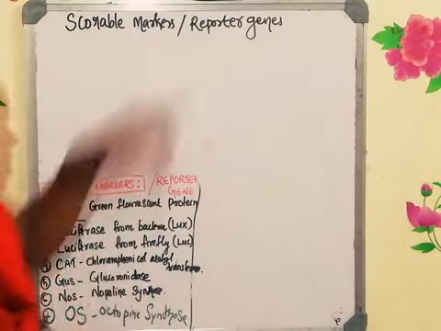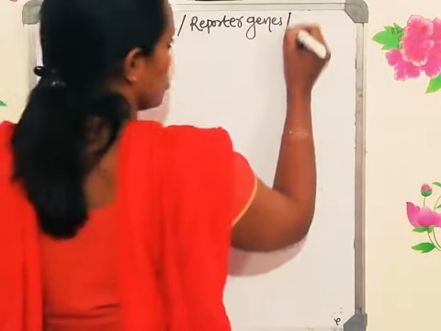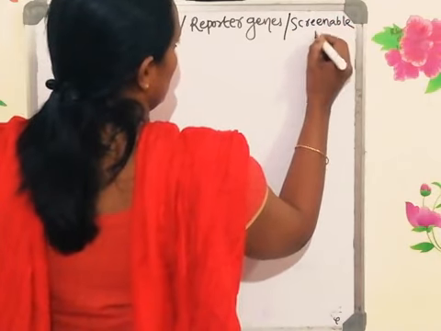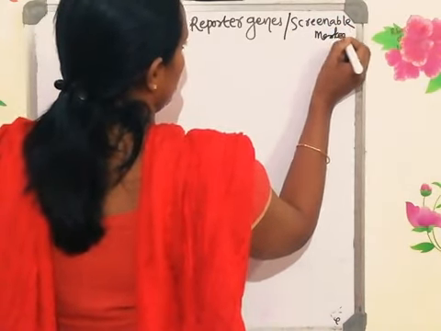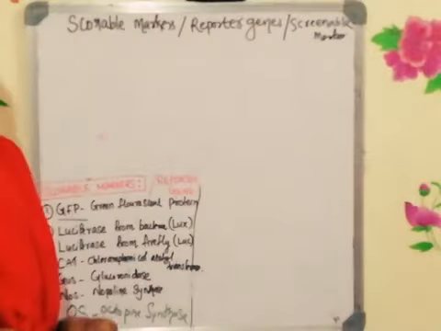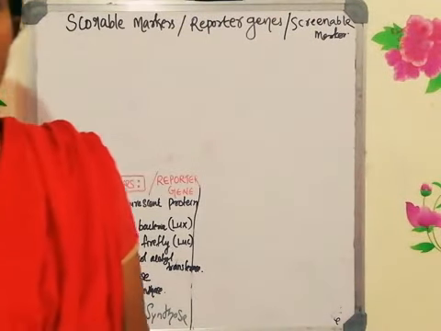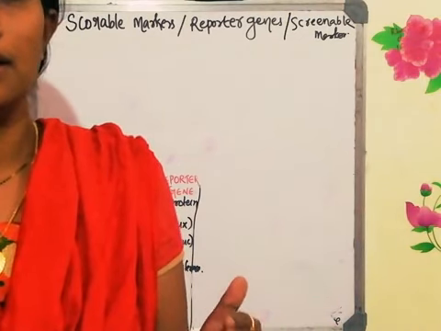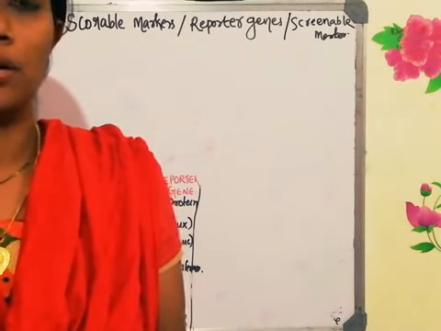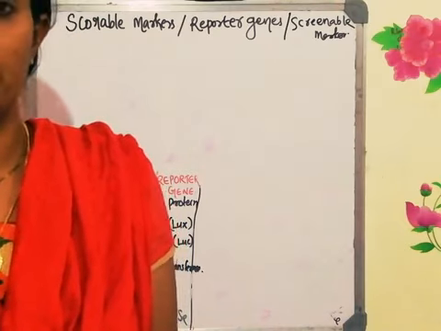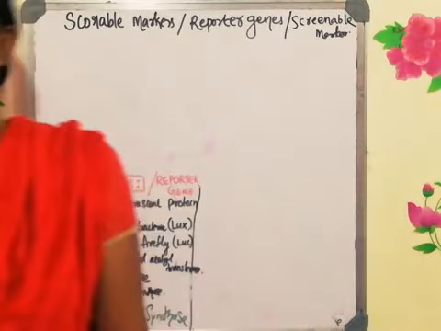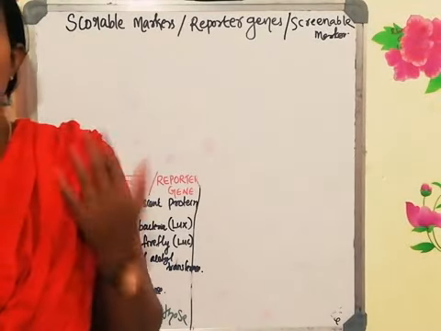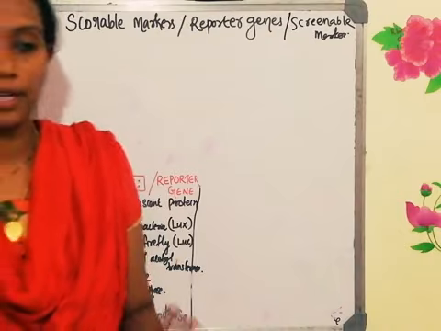Scorable markers are also known as reporter genes, and you can also call them screenable markers. I think all of you are clear with the difference between a selectable marker and a scorable marker or reporter gene. Selectable markers are used just to identify whether the plant cell, or whichever host you are using, has taken up the foreign DNA. Whereas reporter genes, screenable markers or scorable markers are used for identifying the gene expression level. That you have to understand.